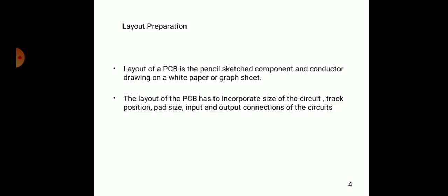You can see, first the layout preparation, which you know already. The layout of a PCB is the pencil-sketched component and conductor drawing on white paper or a graph sheet, that is called a layout. The layout of the PCB has to incorporate the size of the circuit, the track position, pad size, and the input and output connections of the circuit.